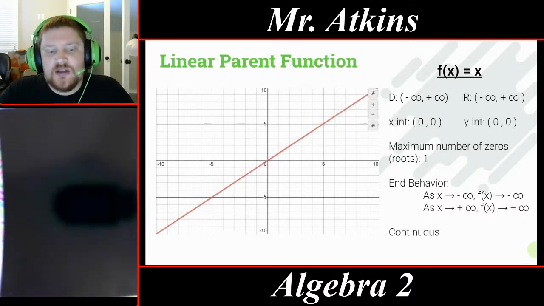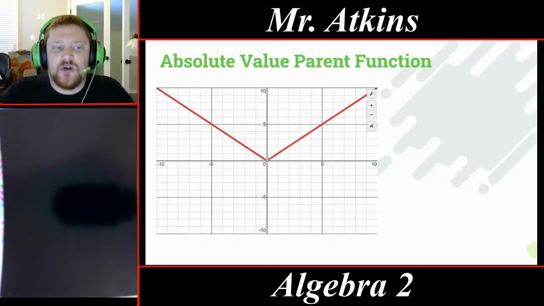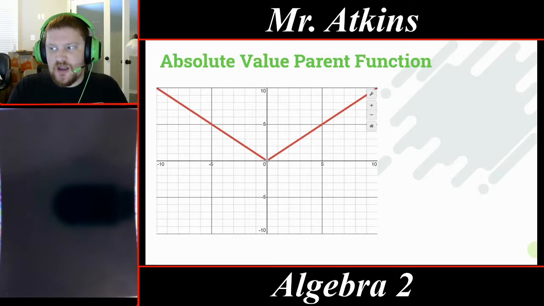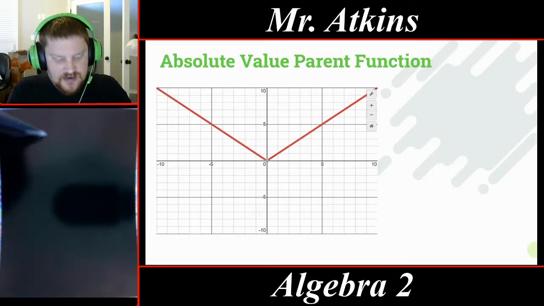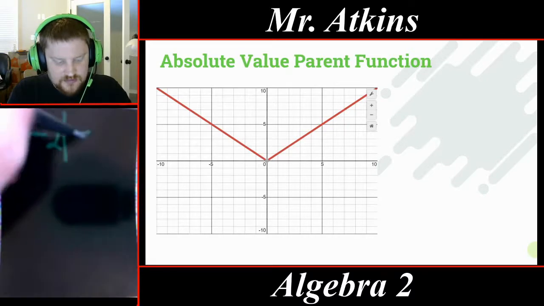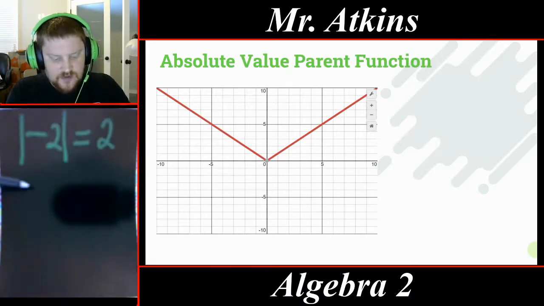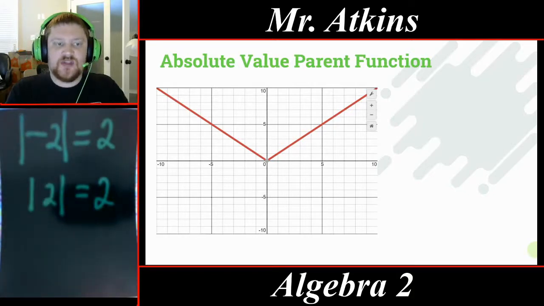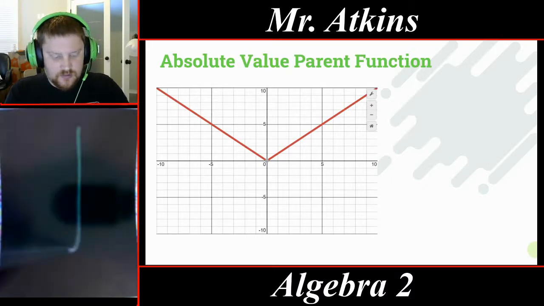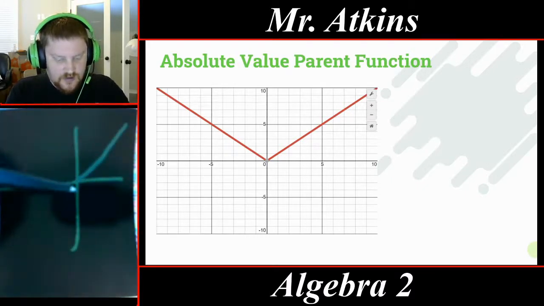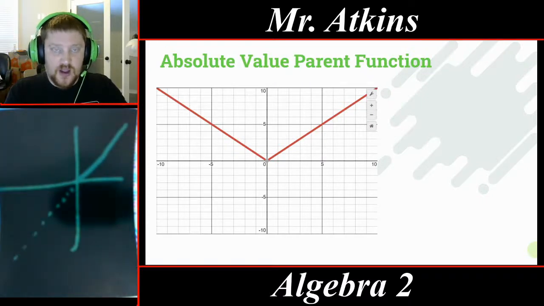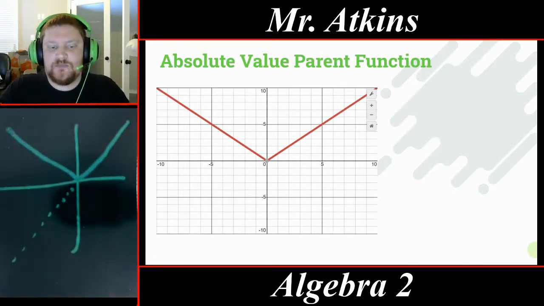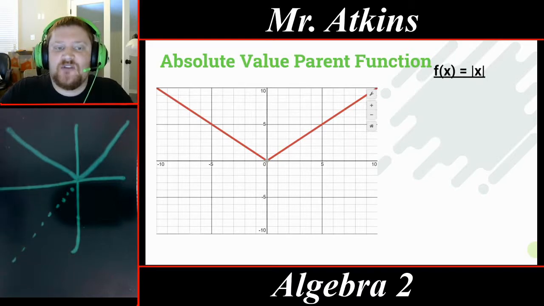Next graph that we're going to look at is our absolute value function. Essentially, with absolute value, if you have a negative number inside an absolute value sign, you just get rid of the negative. If you have a positive number inside the absolute value sign, you do nothing. So what that means is we take our linear graph, and instead of having it on the negative side for y, it gets reflected for half of it, and it becomes this V looking guy. So our parent function is f of x equals the absolute value of x.